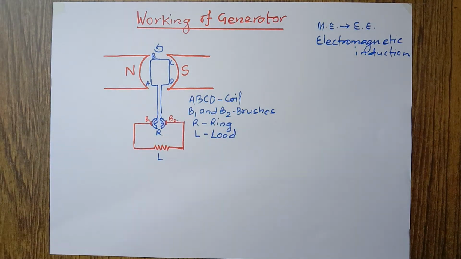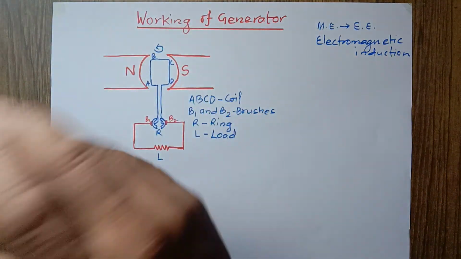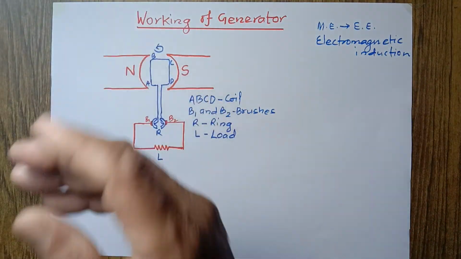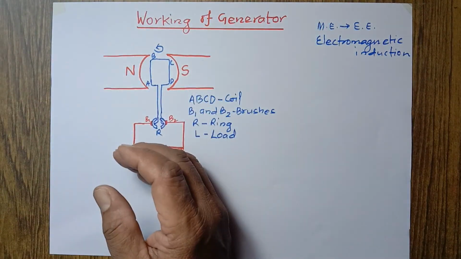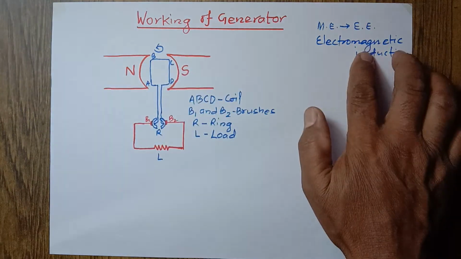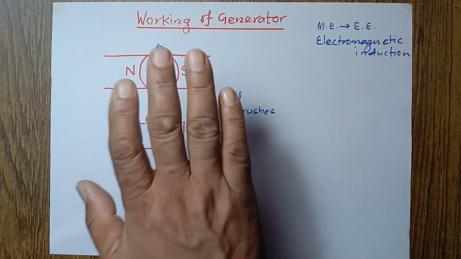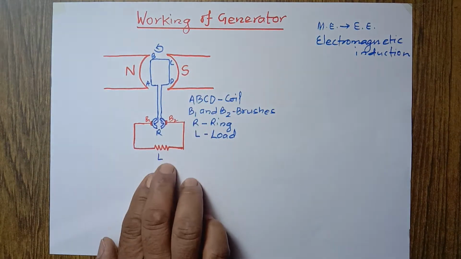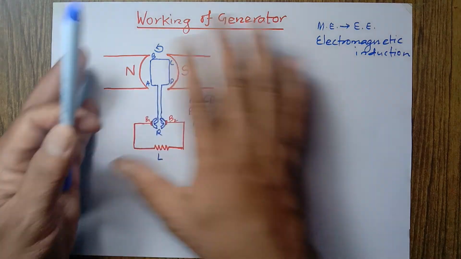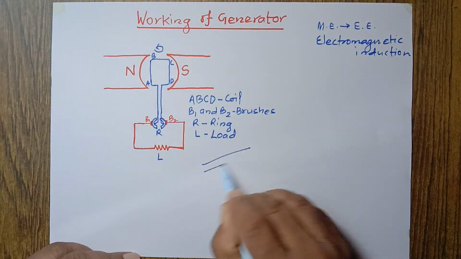This way, if the coil keeps on rotating, it constantly cuts the magnetic lines of force, twice in one rotation, and because of this, electric current flows in the conductor or this coil, and it is collected through the process and comes to the load. This way a generator works. Okay, this much for today.